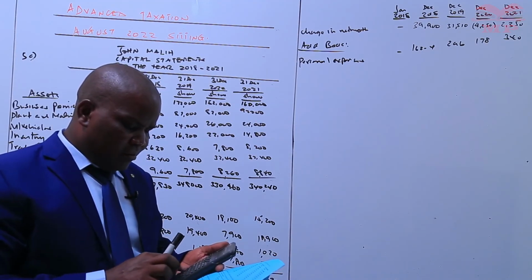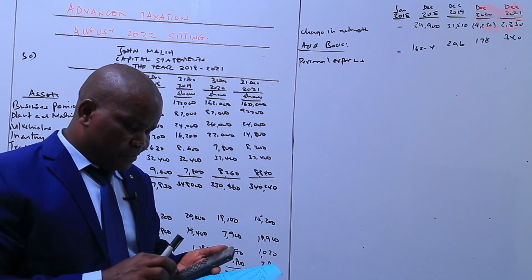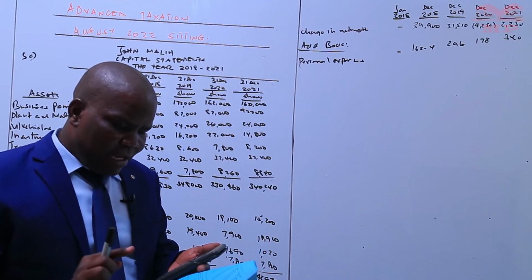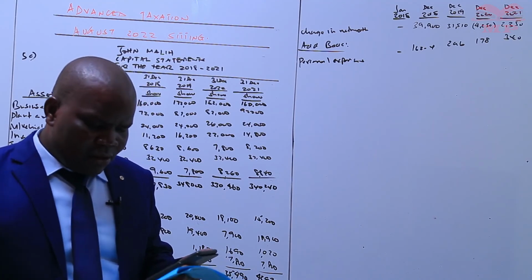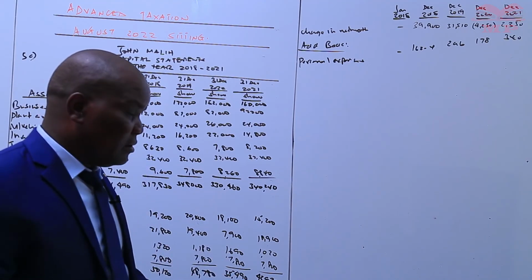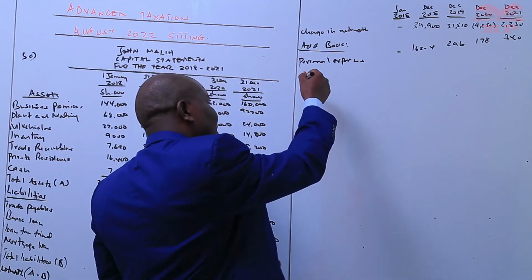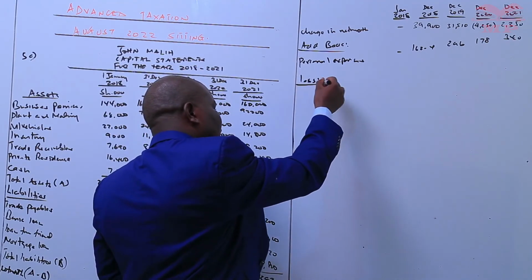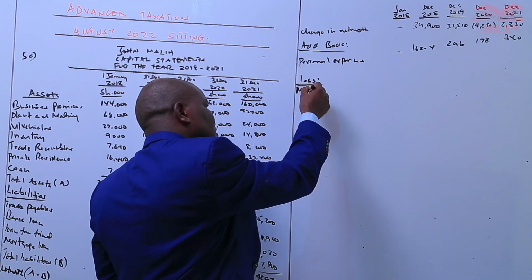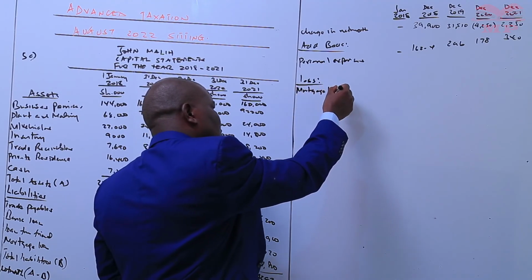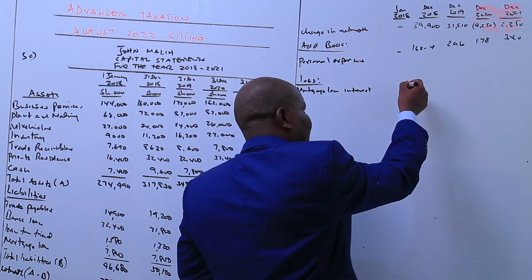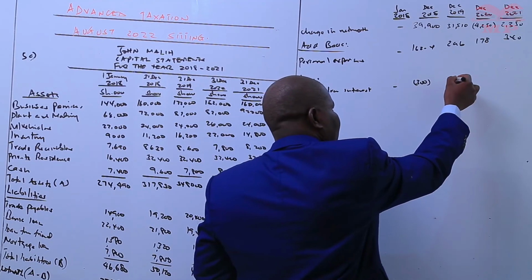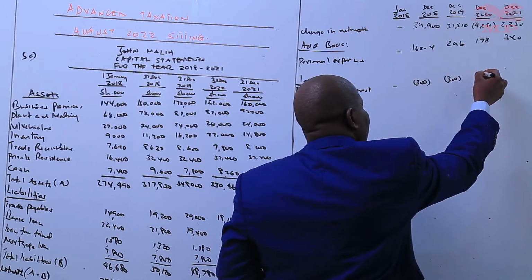So we do 15% of 7.8 million, which is 1,170,000. But note 2 says we only allow a maximum of 300,000. So here we come and say less 1 mortgage loan interest. So we cap it at 300,000. So we say 300,000, 300,000, 300, and 300.